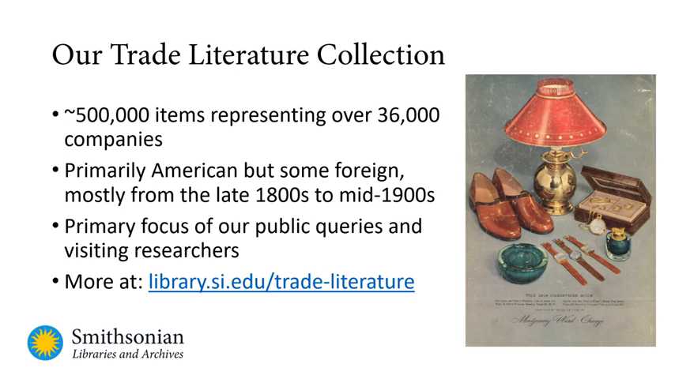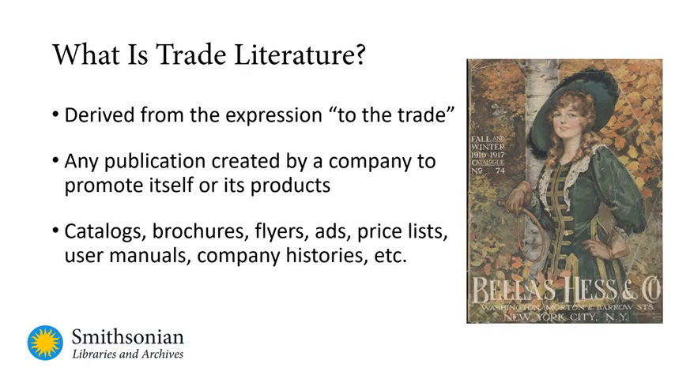Our Trade Lit collection, which is housed in the National Museum of American History, contains approximately 500,000 items. This is scarce, unique catalogs mostly, which were published between the late 1800s and the first half of the 20th century. Now, what is trade lit? This derives from the expression to the trade. Any publication created by a company to promote itself or its products. And format-wise, it's catalogs, brochures, flyers, ads, price lists, user manuals, company histories, etc.